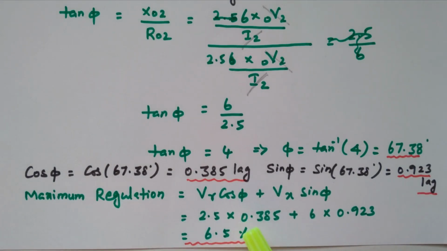So the maximum regulation is 6.5%. Under that maximum regulation, the power factor is 0.385 lagging, and the corresponding value of sin phi is 0.923 lagging. In this problem, we calculated the power factor for maximum regulation as well as the value of maximum regulation for the given condition. The data given are resistance drop and reactance drop. So we discussed two problems based on the regulation.